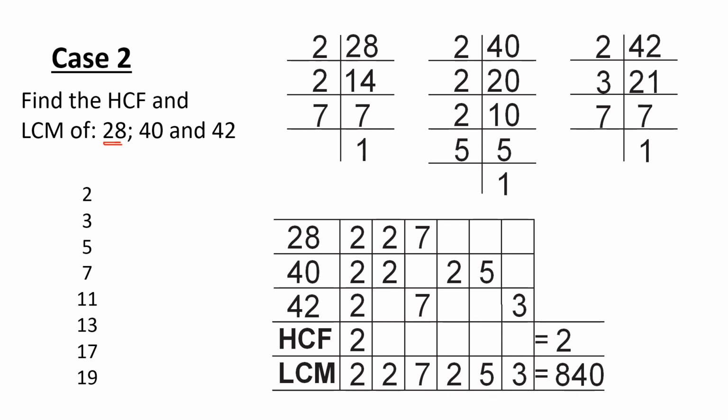Now the LCM, I bring the whole lot down, whether there's 1 or 2 or 3, doesn't matter. Bring down the 2's. Bring down the 2's. Bring down the 7's. Bring down the 2's. Bring down the 5's. Bring down the 3's. Now we multiply them. 2 times 2 is 4. Times 7 is 28. Times 2 is 56. Times 5 is 280. Times 3 is 840. So the lowest common multiplicand of 28 and 40 and 42 is 840.